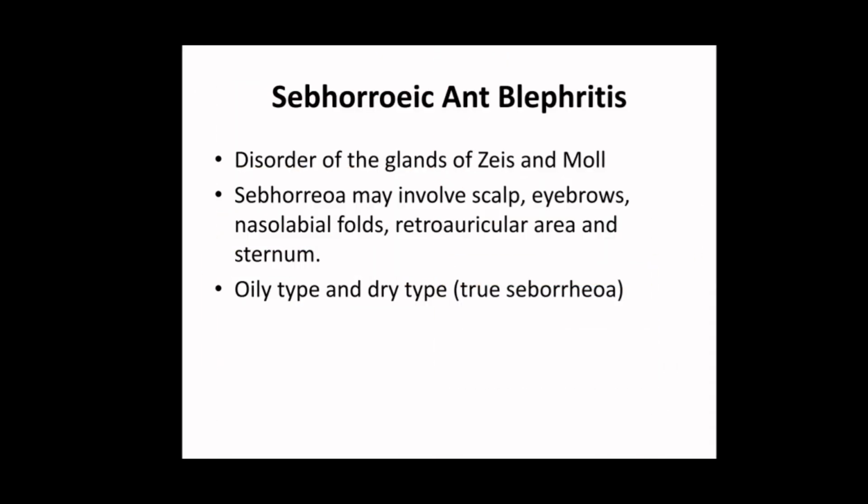Seborrheic anterior blepharitis is a disorder of the glands of Zeis and Moll. Seborrhea may involve the scalp, eyebrows, nasolabial folds, retroauricular area, and sternum. Oily type and dry type are also seen. The dry type is also known as true seborrhea.